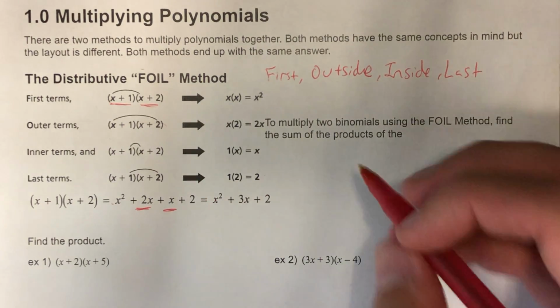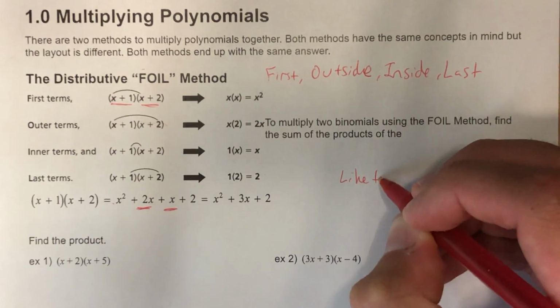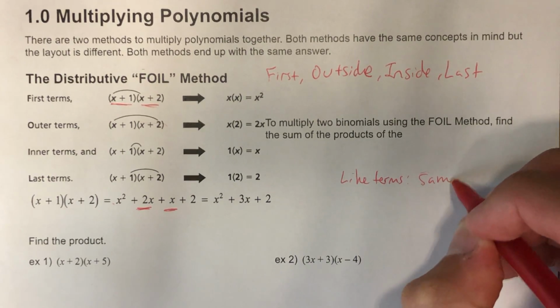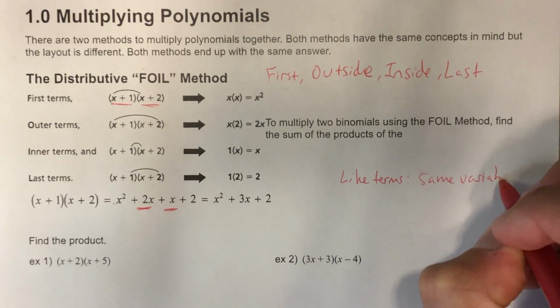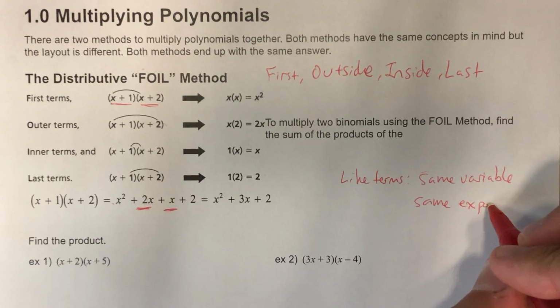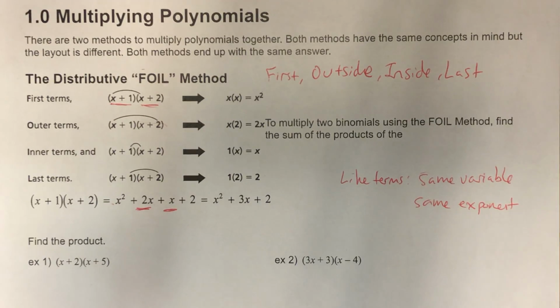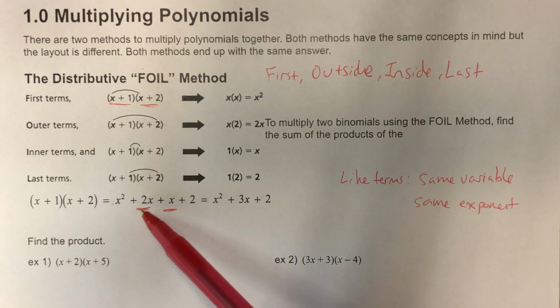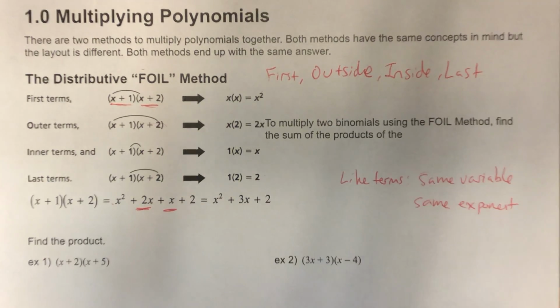Like terms, remember, mean same variable, same exponent. So that's what makes 2x and x like terms. 2x plus x would be 2 plus 1 is 3, so 3x.